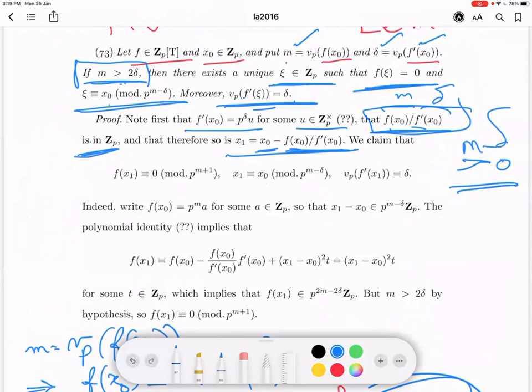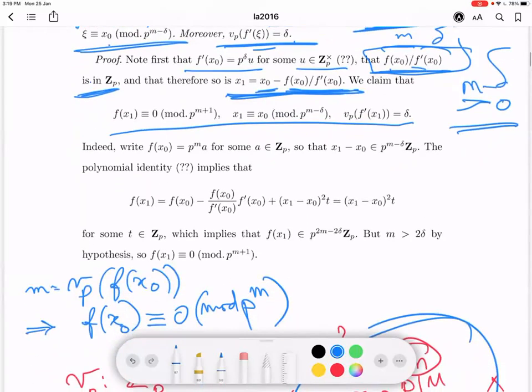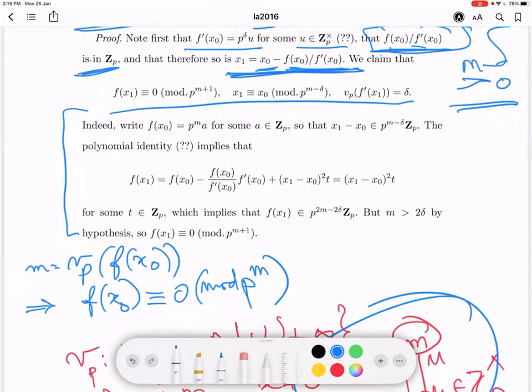Okay, so these are the claims. x1 has been defined like this, and these claims are being made about this f of x1. So this is the checking that these things actually hold. f of x1 is congruent to 0 modulo p to the m plus 1. It's checked here, for example, right?